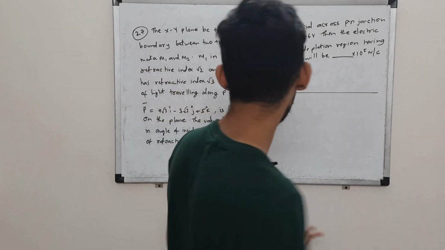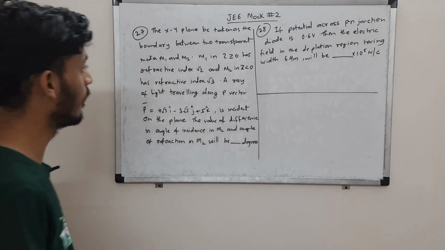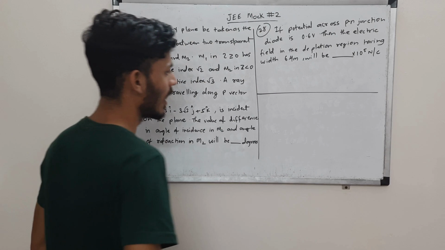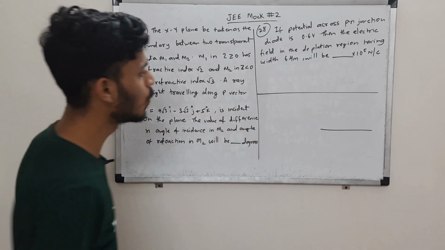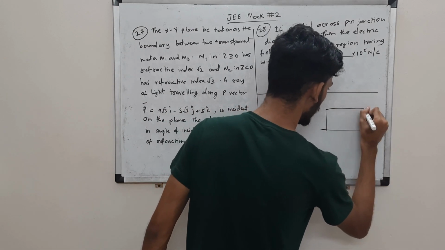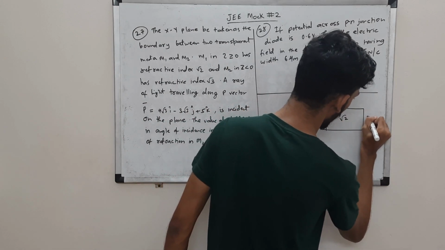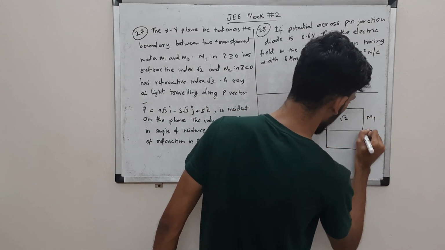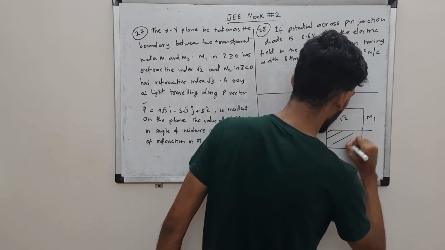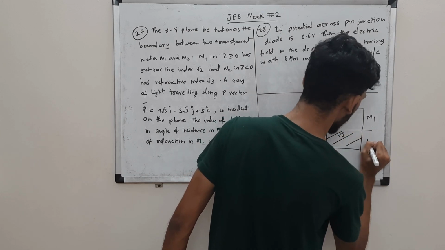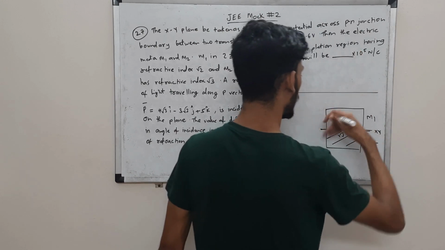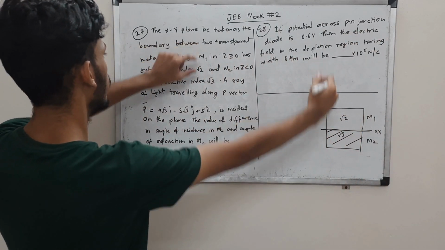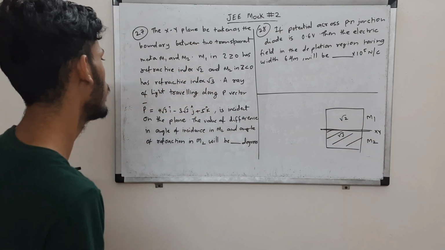Question 27 and 28 over here. In question 27, long story short, we have an xy plane as the boundary of separation between two mediums. M1 is the first medium, which has a refractive index of root 2, and M2 is the second medium, which has a refractive index of root 3. This is our xy plane. This is Z positive, the region of M1, and Z negative is the region of M2.